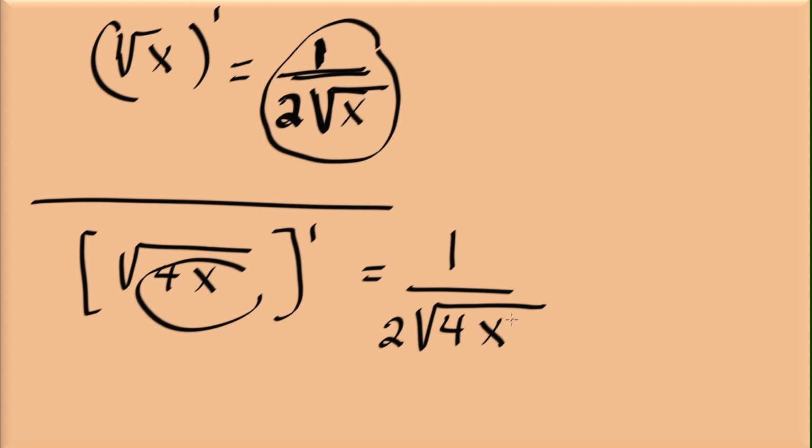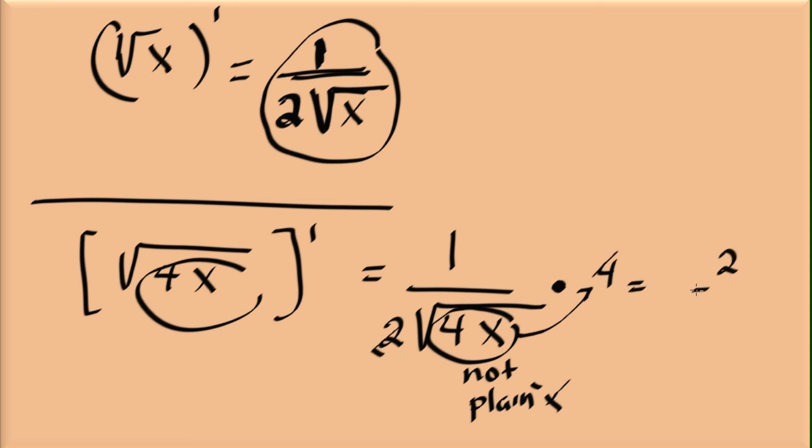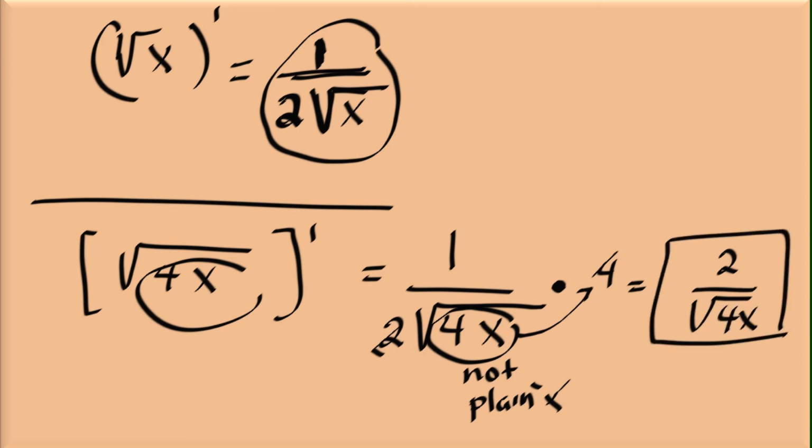But because it's no longer plain x, that means we have to use a chain rule, meaning you have to multiply this by the derivative of the 4x, which is 4. So this 4 and 2 will reduce to what? 2 over square root of 4x. So just do one additional step if the radicand, or the expression inside the square root, is no longer plain x.